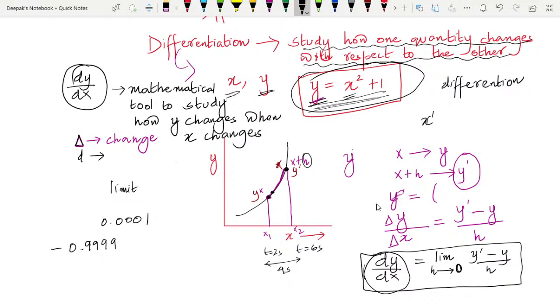Now you see that if I change the value of x, y changes, right? If I put x equal to 2, I will get y equal to 5. If I put x equal to 3, I will get y equal to 10, right? So that means y changes when x changes. So that's what differentiation does. It helps us to study how it changes.